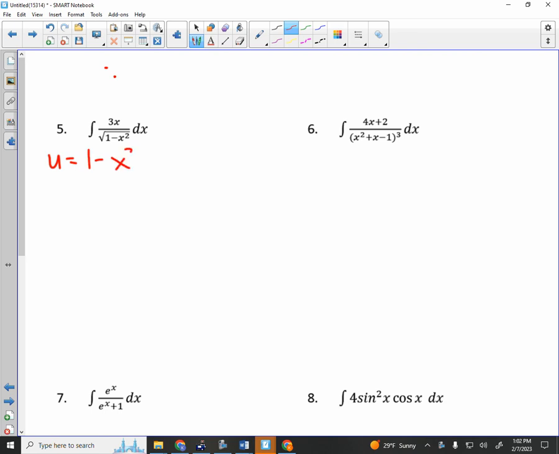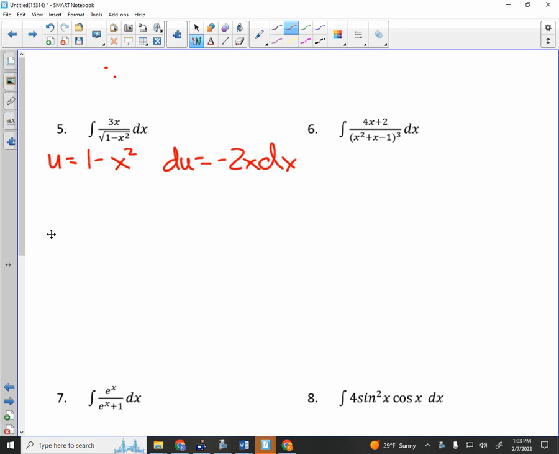1 minus x squared. Now, as you think about what you should choose u to be, some people say, well, it's always the thing on the inside. That's one way to look at it, but here's another idea. You want to choose u to be something such that when you take the derivative, you come up with something else. So watch what happens if I do du. What's the derivative of 1? And the derivative of negative x squared? Negative 2x dx. So I like this because I came up with an x dx.